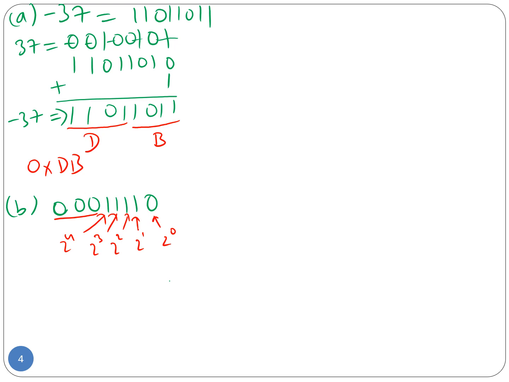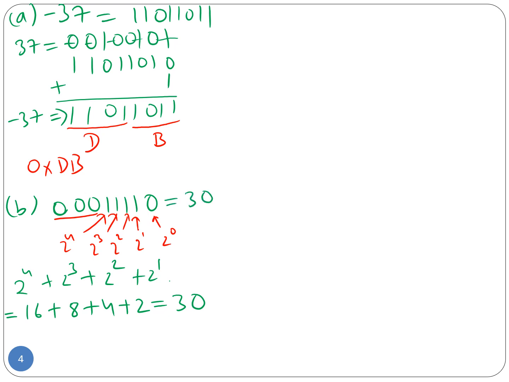Now simply add the powers corresponding to the digits that have 1. So for example, 2 to the power 4 plus 2 cube plus 2 square plus 2 to the power 1, which is basically 16 plus 8 plus 4 plus 2, and this is going to add to 30. So this binary string is actually equal to decimal number 30.